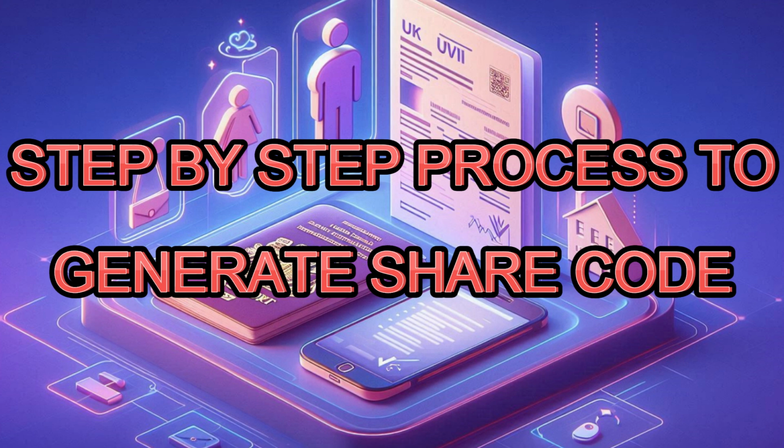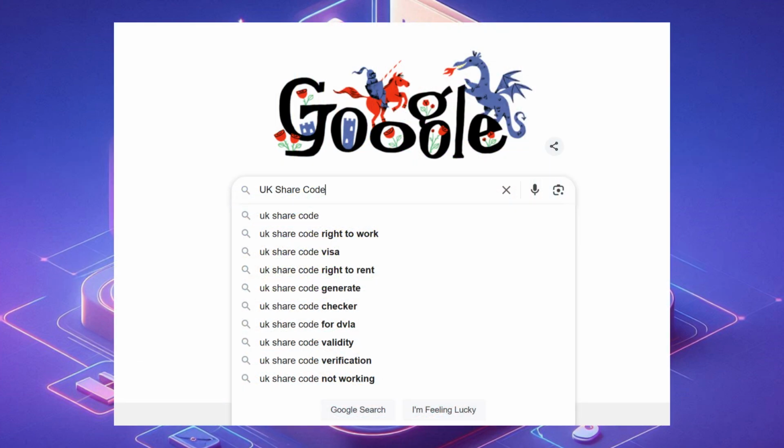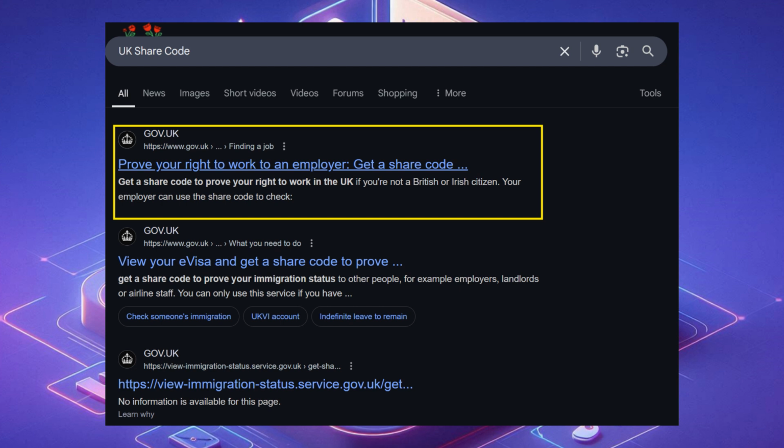Alright, now that you know what a share code is and why it's useful, let's get into the steps on how to generate it. First, open Google and search for UK Share Code. The very first result should be the option to prove your right to work to an employer by UKVI. Click on that link to continue.